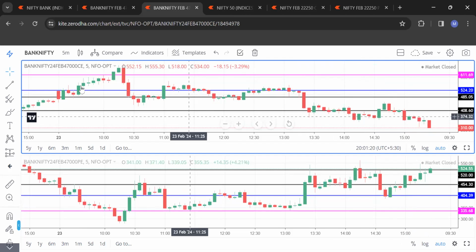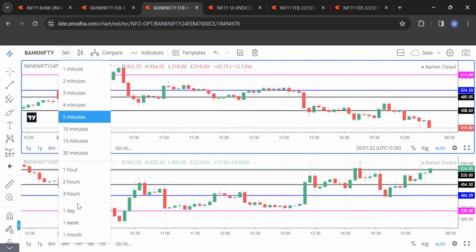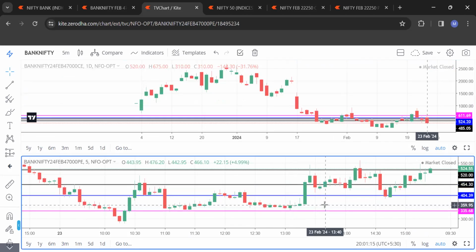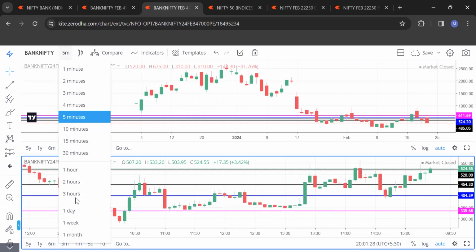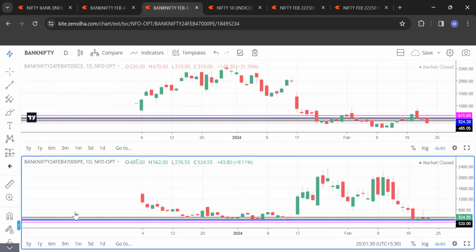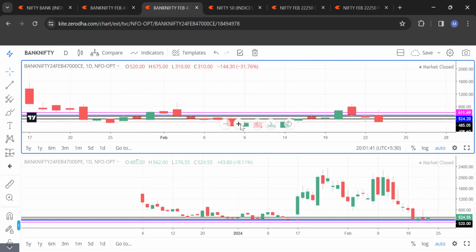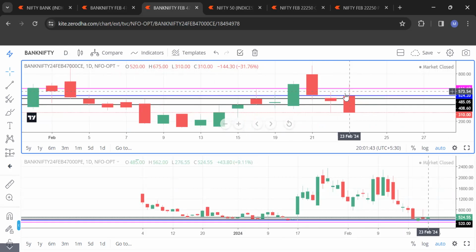Okay, now just see. Let there be a daily chart. Okay, this is a daily chart. Let here be also a daily chart. Okay, a daily chart. Now just see on the previous candle, on the basis of previous candle, see, this was the high. This was the low. Okay. What you need to consider is just again the same thing.